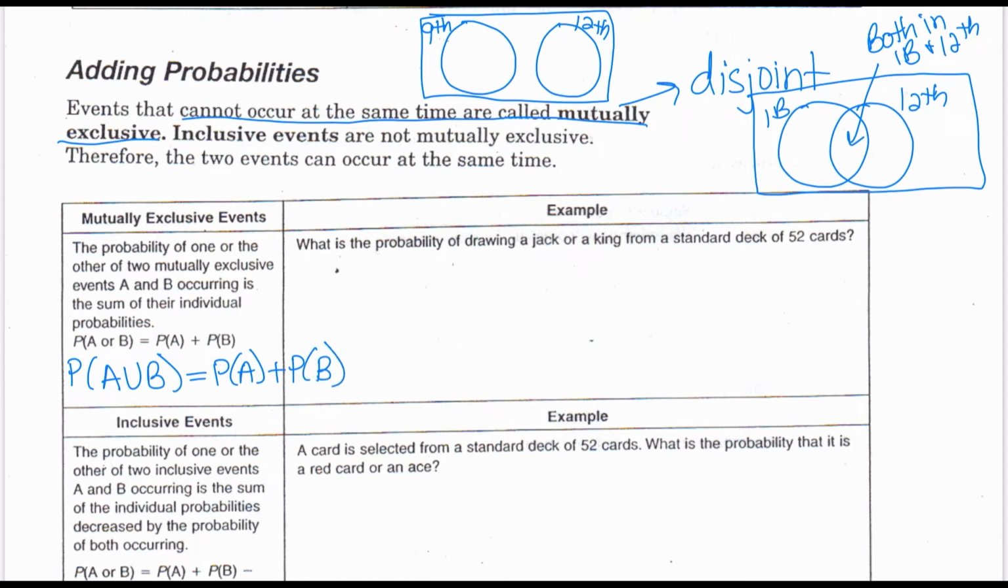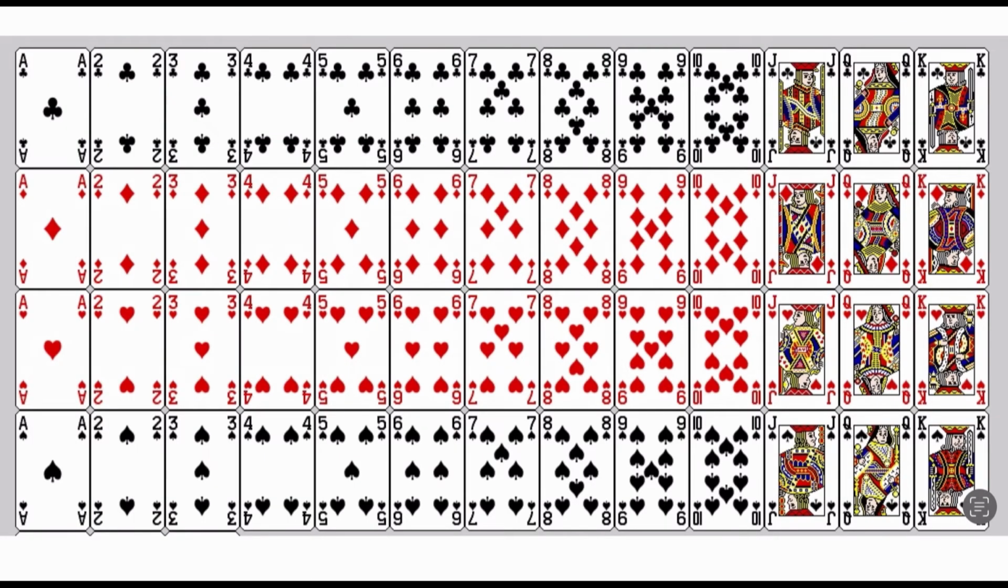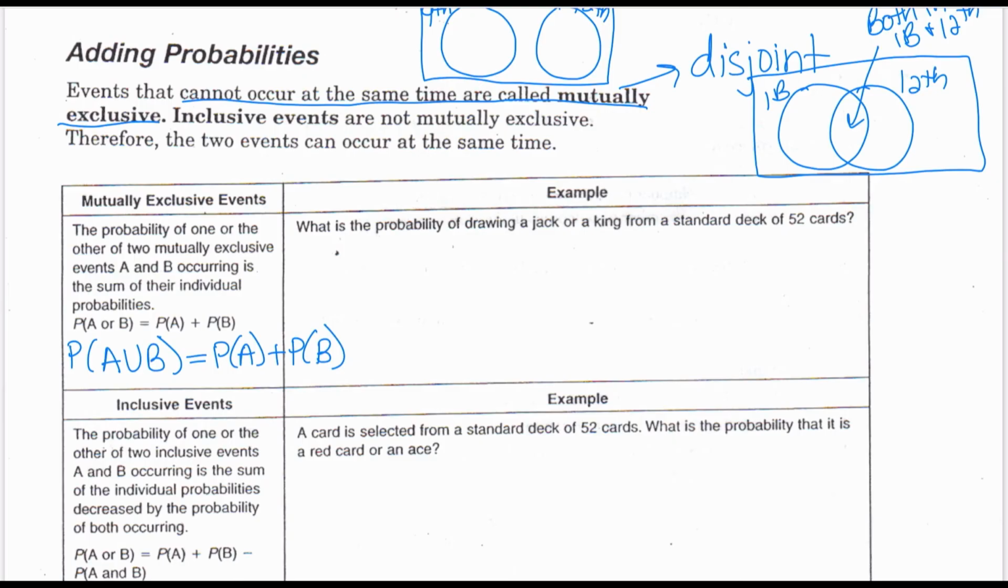What is the probability of drawing a jack or a king from a standard deck of 52 cards? As you can tell from the picture, we have 4 jacks and we have 4 kings, and there's no way that a jack can ever be a king or a king can ever be a jack. So here, the probability of drawing a jack or a king is equal to the probability of drawing a jack plus the probability of drawing a king.